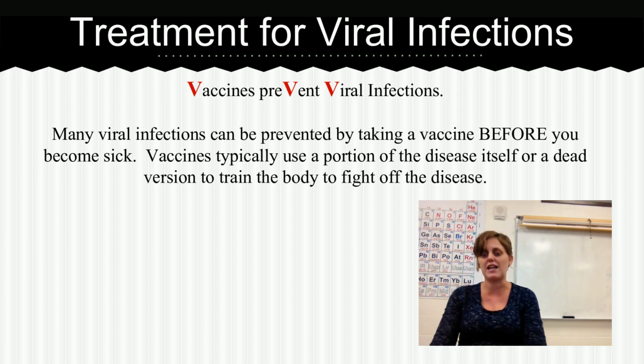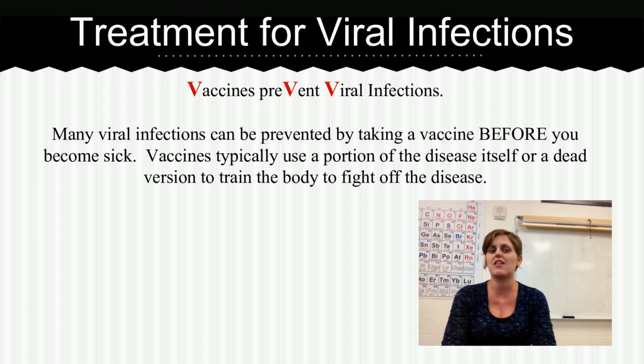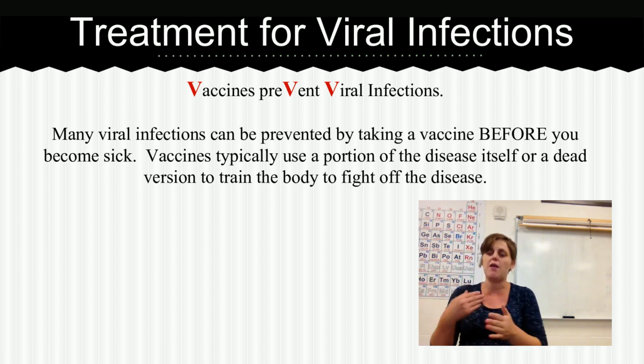So this is where your body's actually fighting off the disease. Comparing that back to antibiotics, the antibiotic medication in a bacterial infection actually goes and attacks the bacteria. In a vaccine, the vaccine is just training your body to recognize portions of the viral infection so that when you do get the actual real disease, your body's like, oh, I know this guy, bam, and takes him out. So vaccines prevent viral infections.